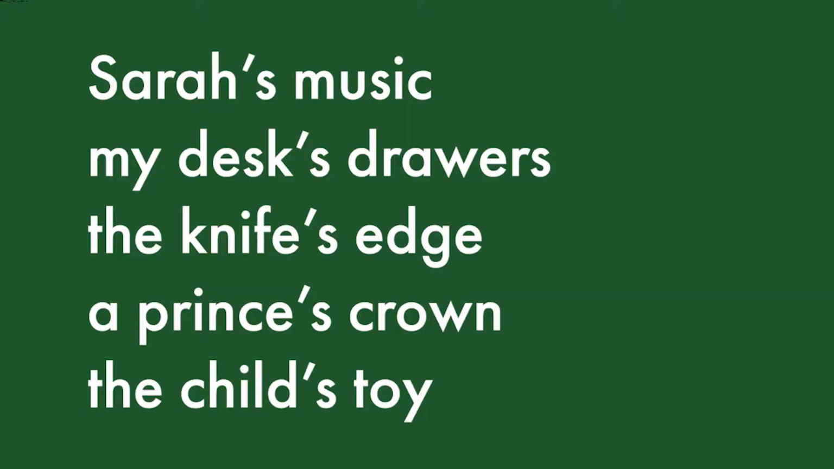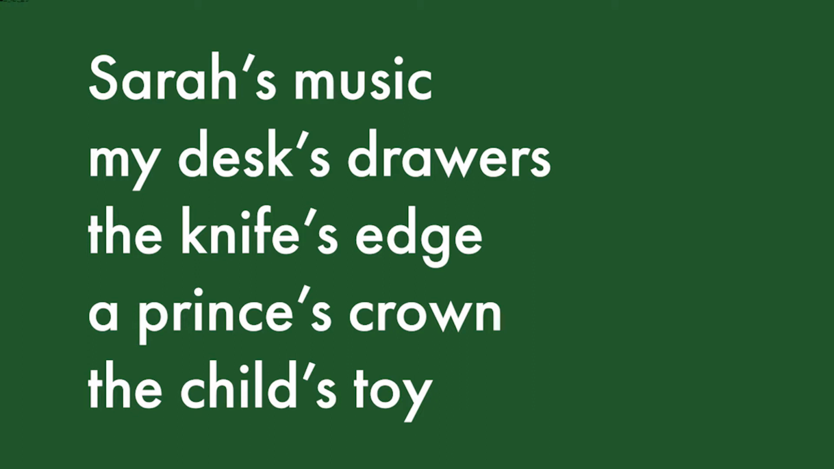The second way that apostrophes are used in standard English is with possessive nouns. When we show ownership using nouns, remember that a noun is a person, place, or thing. That's the other time that we use apostrophes. This is fairly simple with most singular nouns, such as Sarah's music, my desk's drawers, the knife's edge, a prince's crown, and the child's toy. The owner noun is placed before the owned noun, and the owner noun has an apostrophe S added at the end.